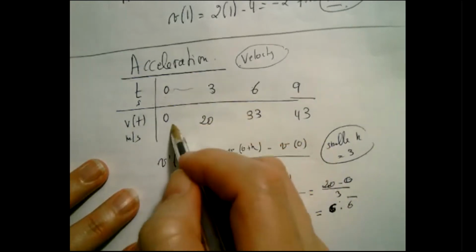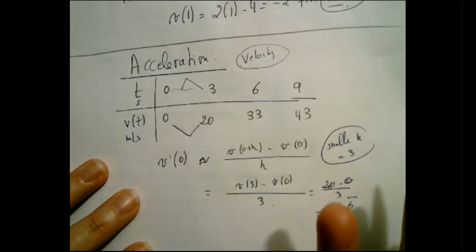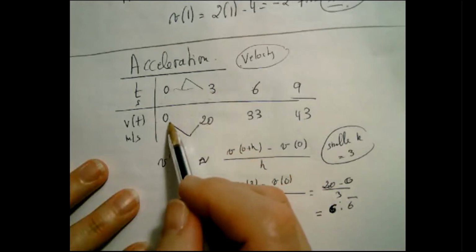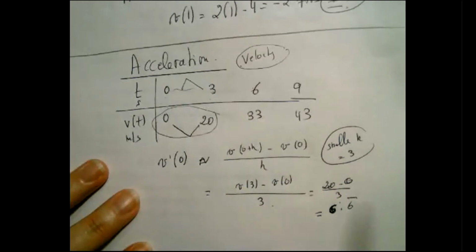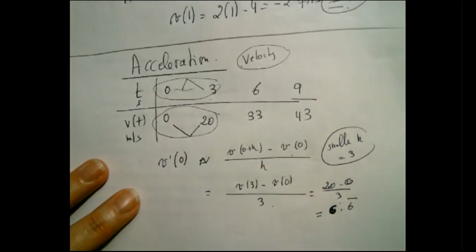So if I tell you what's the derivative here of the velocity at 0, you say, okay, I don't have data for the graph of the velocity, so the only thing I can work with is this little table I'm giving you. So it's nothing more than the change up here over the change in here, which is going to give me 6.6.